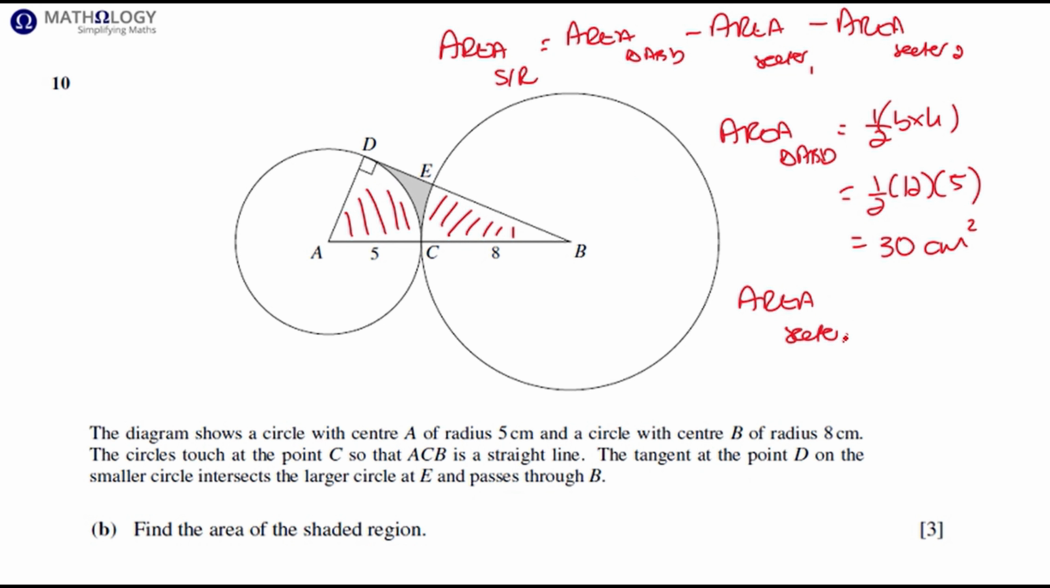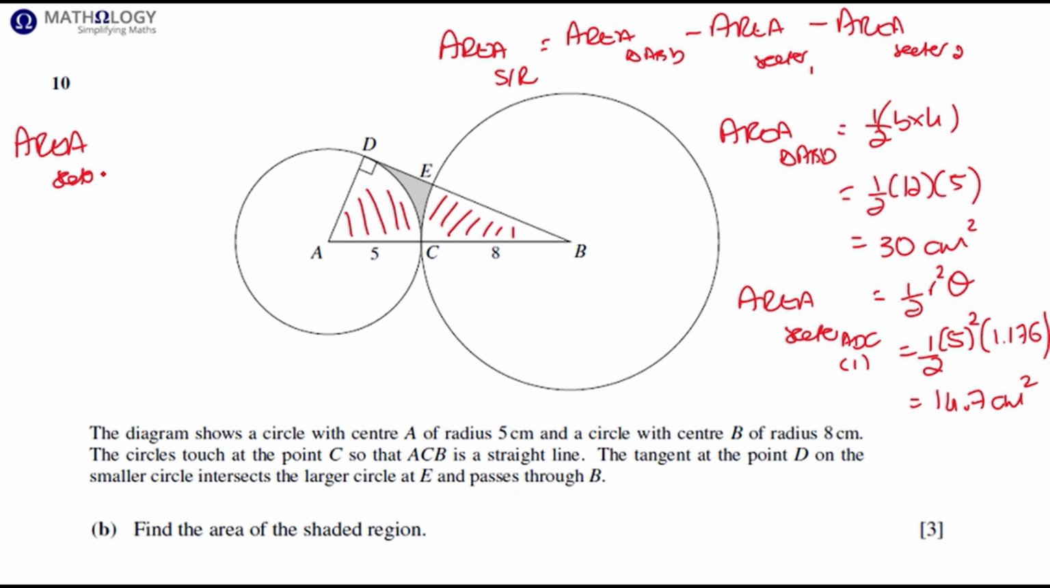Okay, this is ADC. Let's call that sector ADC. The area of a sector is a half r squared theta. So the radius for that sector is 5. So half 5 squared times theta. Theta is 1.176. So the area of that sector, ADC, equals 14.7 centimeters squared.